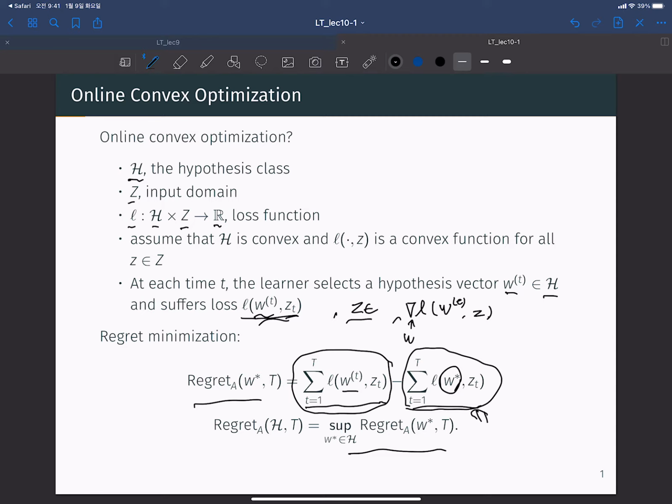So the goal of the learner, or the algorithm designer, must be to minimize the regret. We want to find the sequence of w_t so that the regret is minimized with very limited information, like only using the gradient and loss value.